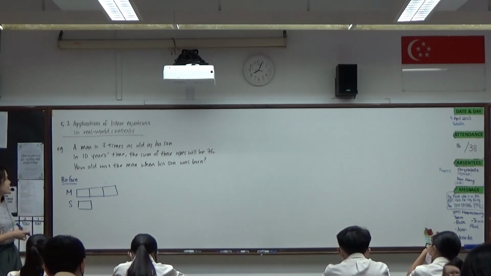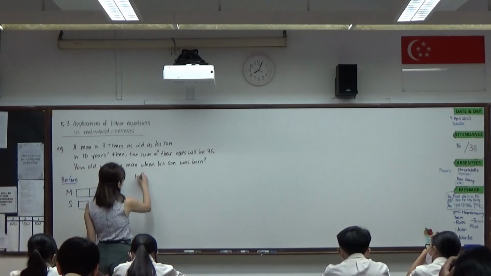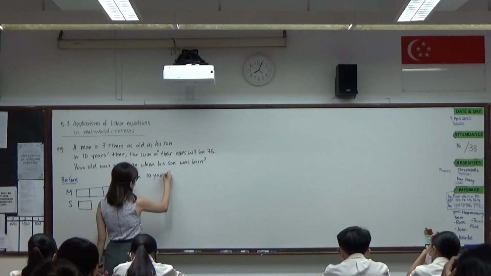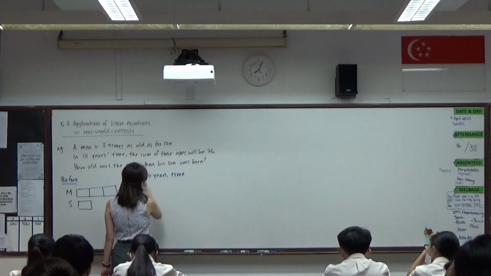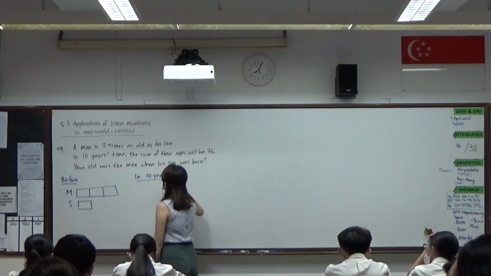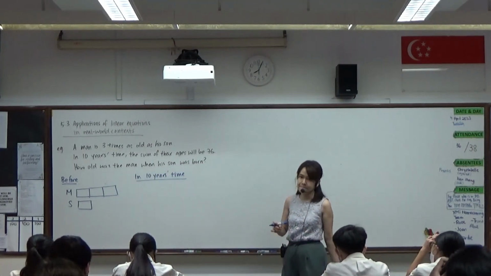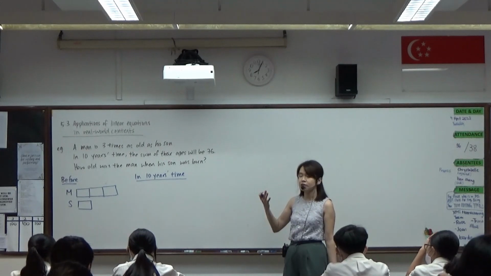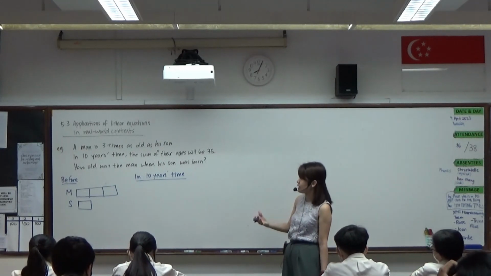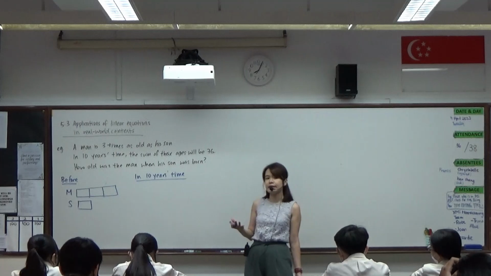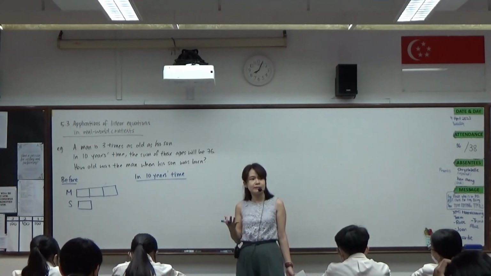Then after that, it says that in 10 years' time, the sum of their ages will be 76. Now I want us to think, in 10 years' time, do you think that the man will still be 3 times as old as the son? Do you think it makes sense?